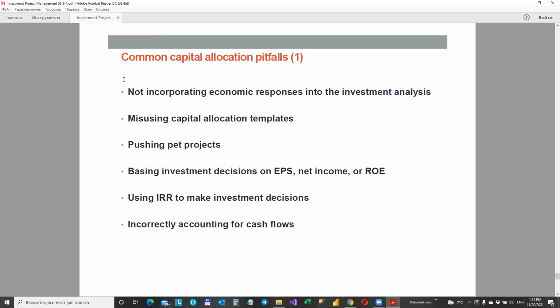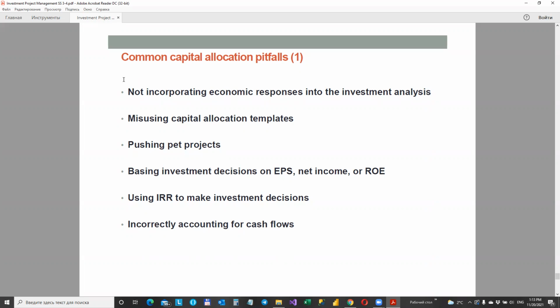So companies may not be incorporating economic responses into the investment analysis. That means economic responses to an investment often affect its profitability, and these responses have to be correctly anticipated by companies. For example, in response to a successful investment, competitors can enter and reduce the investment's profitability. Companies that make highly profitable investments often find that a competitive marketplace eventually causes profitability to revert to normal levels. So that means no free lunch at all.